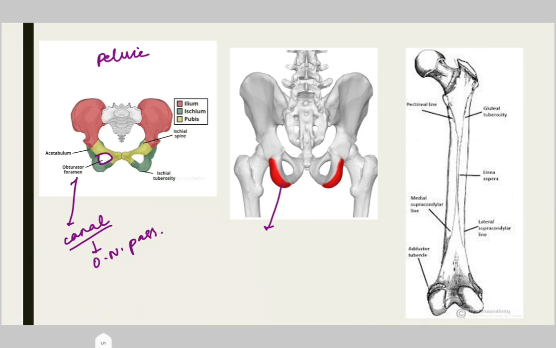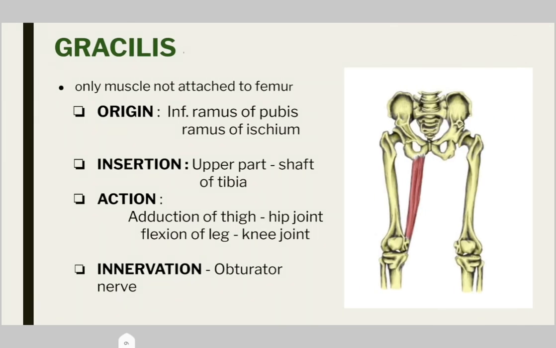will pass. Now coming to the femur, I mainly need your attention on the linea aspera and gluteal tuberosity because a few muscles attach here. Now coming to the muscles, all the muscles will form the floor of the femoral triangle. So first thing, gracilis origin. See here, this is the inferior rami of the pubis and this is the ramus of the ischium. So it arises from the inferior ramus of the pubis and the ramus of the ischium.